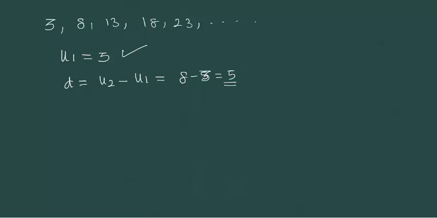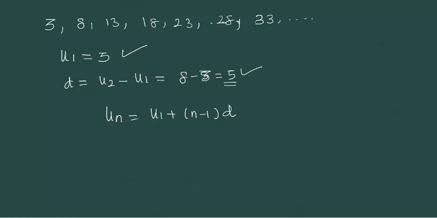So you have first term 3 and common difference 5. If you want to get the next term, you can add 5 to this 23. So 23 plus 5 is 28, the next term, and 28 plus 5 is 33, the next term after 28. If you want to find the nth term, you have to use the formula Un equals U1 plus n minus 1 times D.